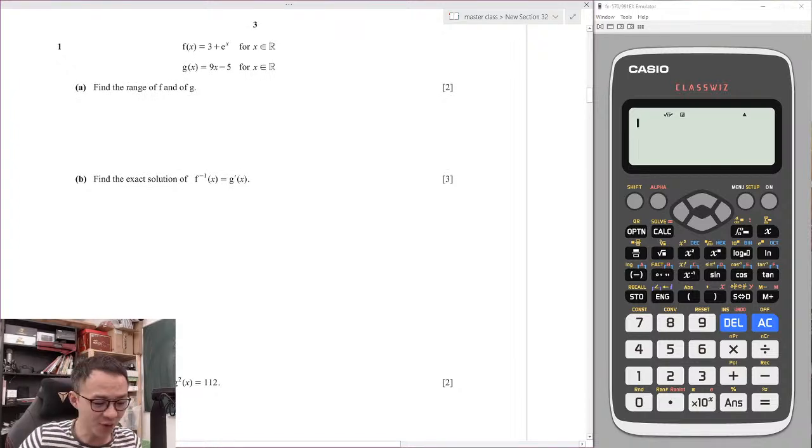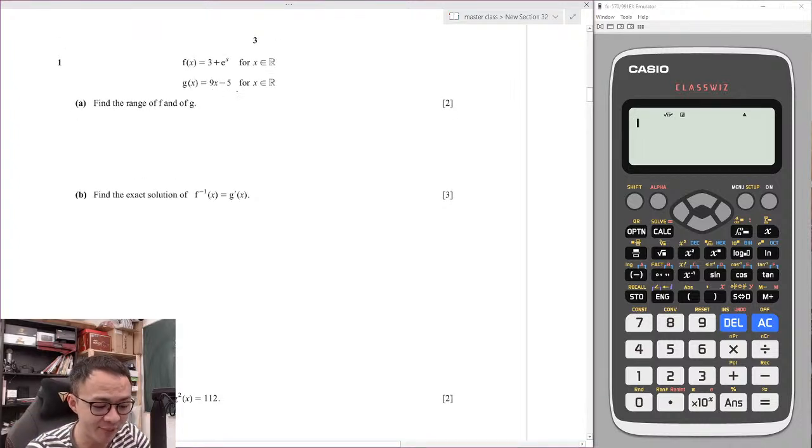The first question tells you f(x) is 3 plus e power of x, and x is an element of the real numbers. That means they include from negative infinity to positive infinity on your x-axis. The same thing, g(x) is a straight line, and x is an element of the real numbers as well. That means your domain is from negative infinity to positive infinity. So part A asks you to find the range of f.